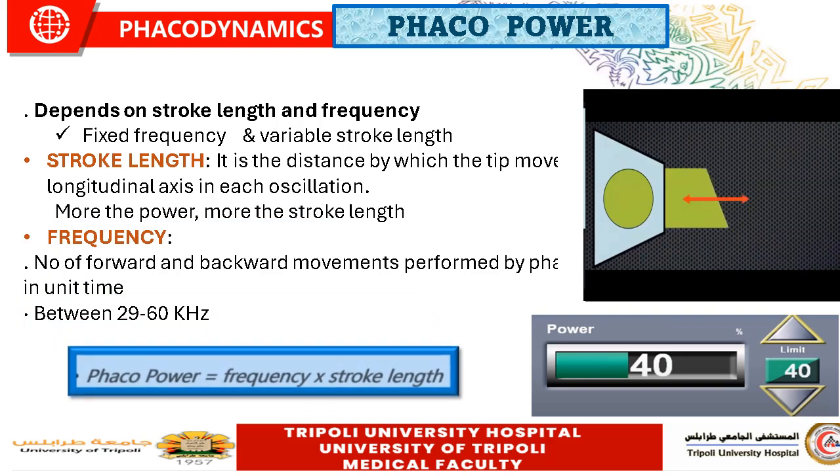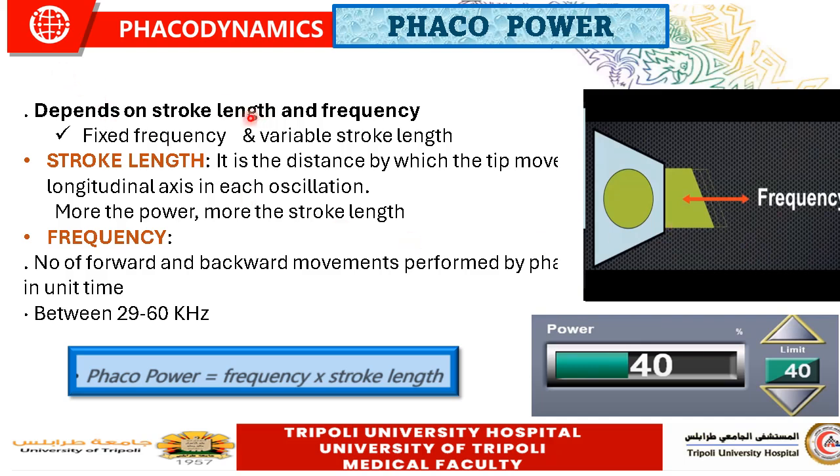Now what's the meaning of the frequency? This factor we usually cannot modify because it is related to the manufacturer and it is fixed with each type of handpiece. Usually the frequency range of the handpiece is between 29 to 60 kilohertz, depending on the manufacturer. It refers to the number of oscillations per second.